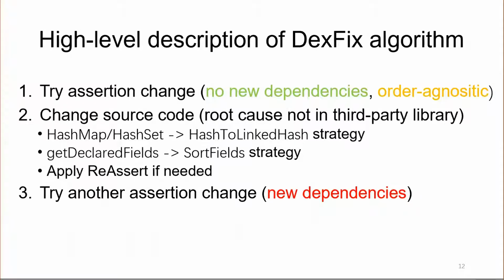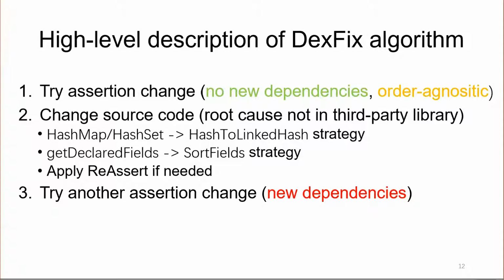Here we describe our repair algorithm on a high level. We believe that non-determinism used in the main code is not necessarily incorrect, so we think it's preferable to reduce flakiness in tests by making the test code agnostic to the non-determinism. So DexFix first tries to change assertions with no new dependencies introduced to make it order agnostic.